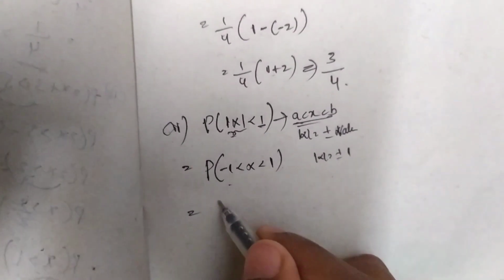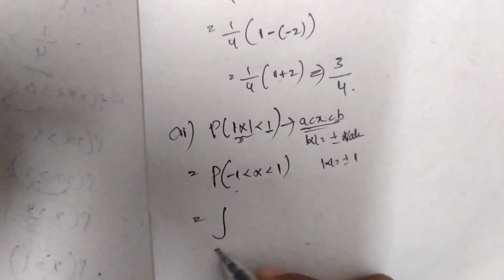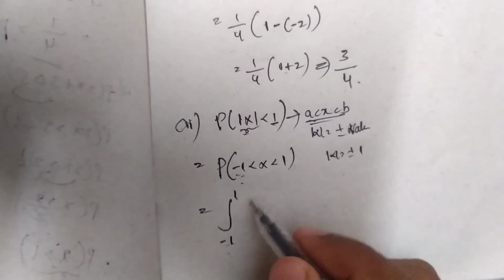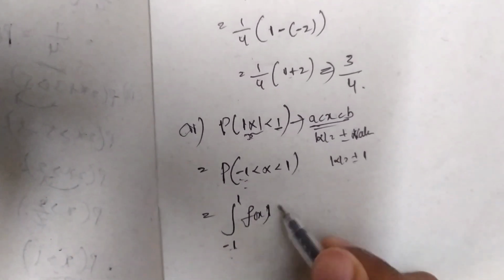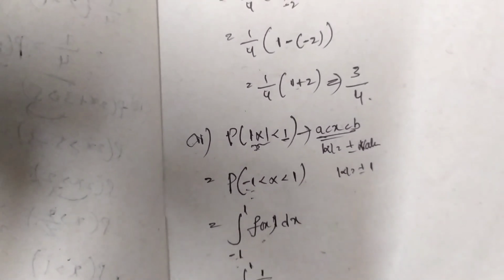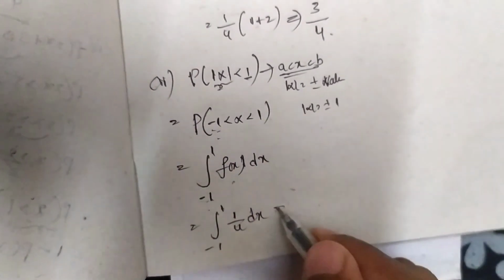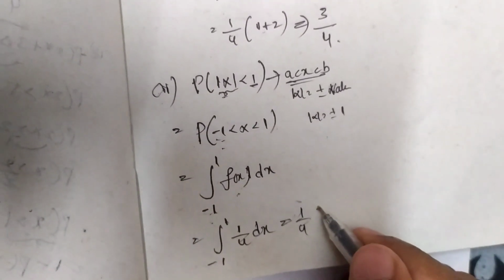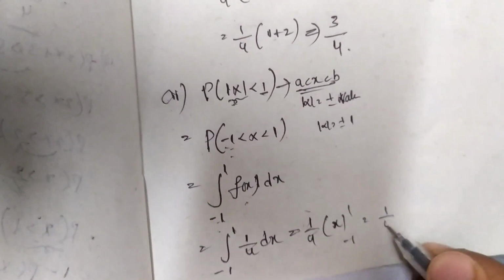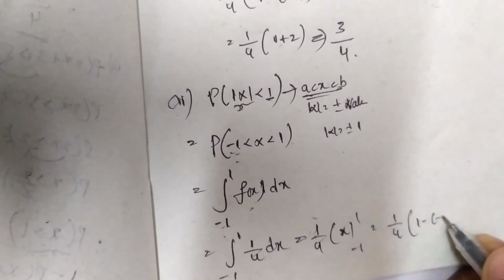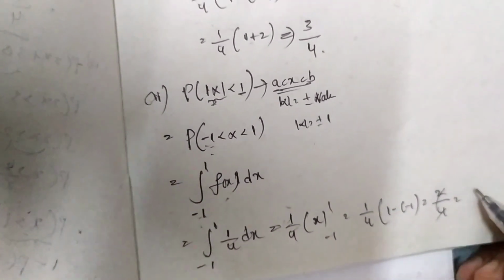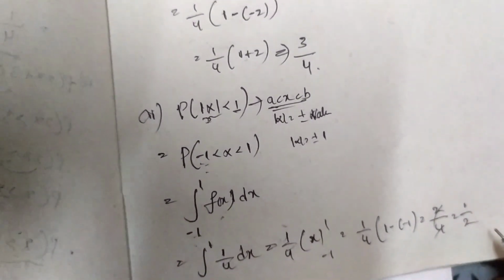Here we take integration from minus 1 to 1, because it is the condition from minus 1 to 1. So we take integration from minus 1 to 1 of f of x dx. In place of f of x we take 1 by 4 dx. Taking 1 by 4 outside, the formula for 1 dx is x from minus 1 to 1. We get 1 by 4 times 1 minus minus 1, that is 1 plus 1, 2 by 4, that is 1 by 2.